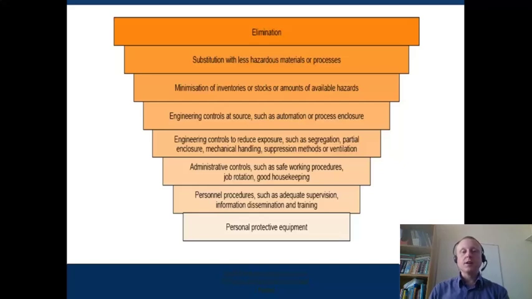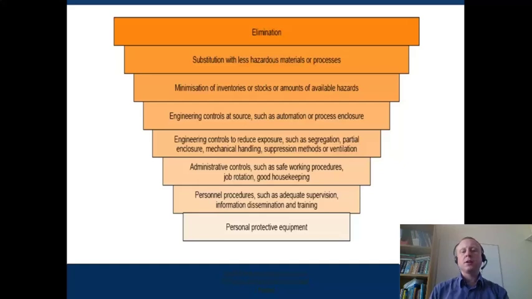Engineering controls to reduce exposure, such as segregation, partial enclosure, mechanical handling, suppression methods, or ventilation. We're talking things such as fume extraction here. And again, these can be interlocked so that they operate automatically if the machinery is put into operation. Mechanical handling may be manual handling aids, such as small lifting aids in order to help you move things about if you have to do a lot of manual handling.